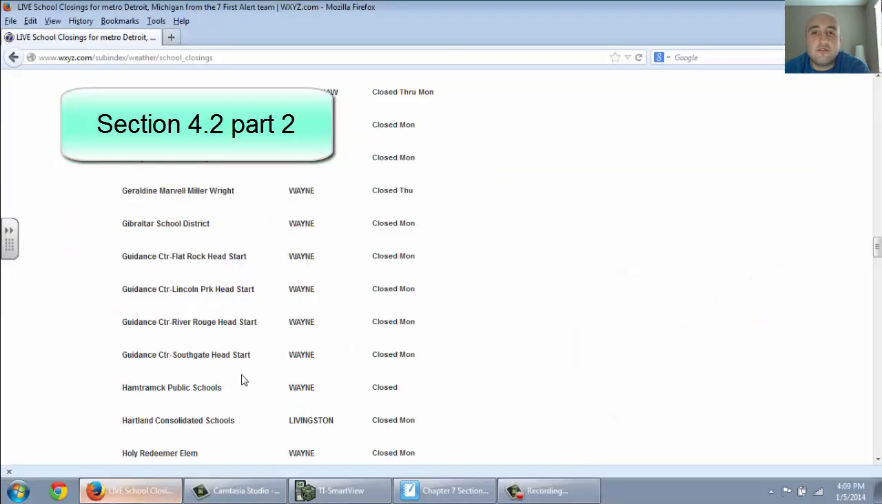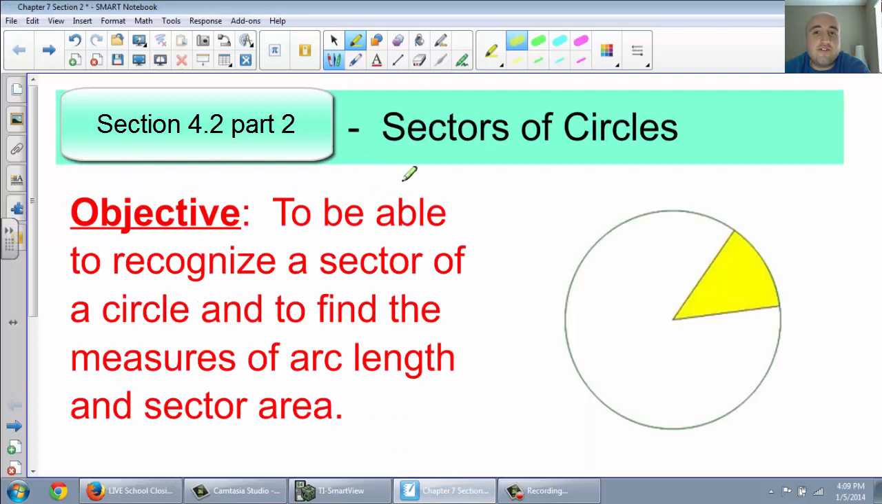Before we get started, I'm doing this on Sunday, and it looks to me like we don't have school on Monday, so that's definitely a bonus. But we would like to get back to section 7.2.